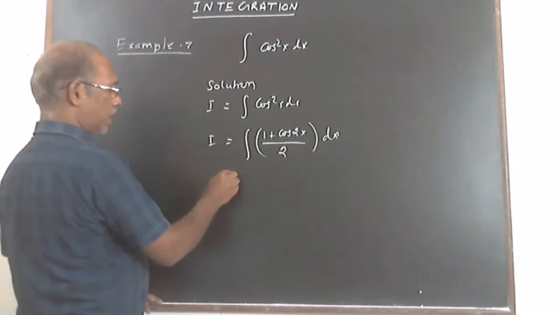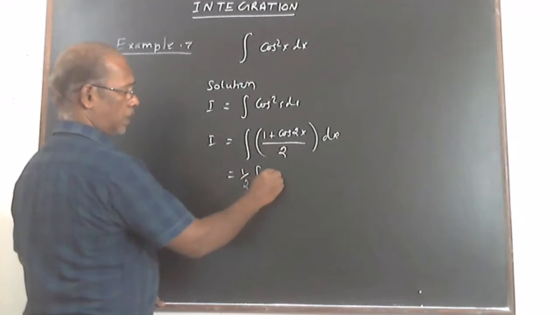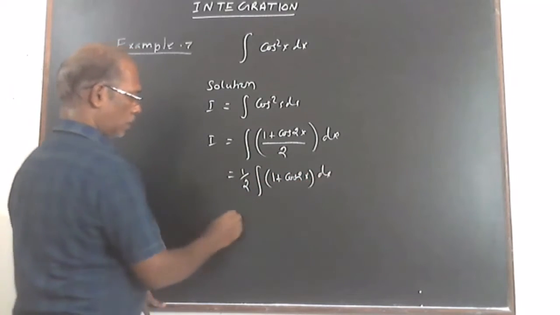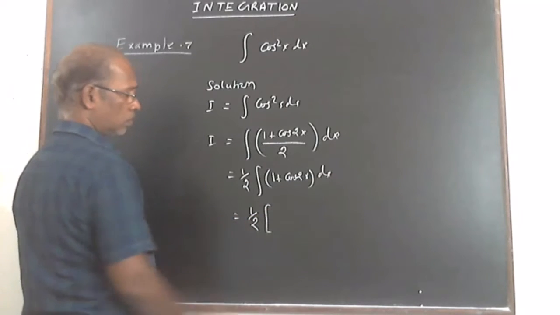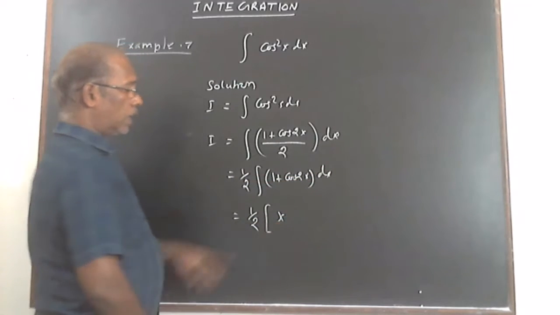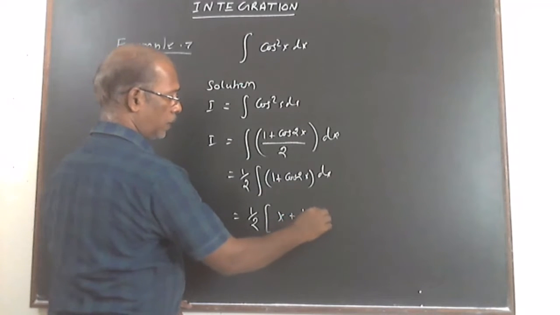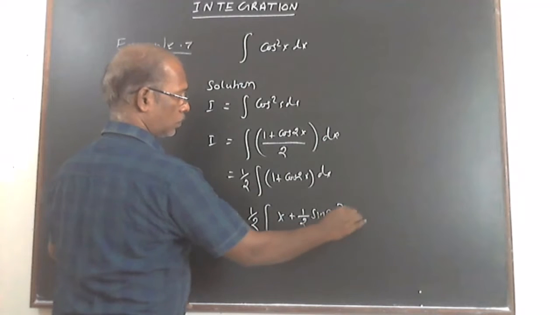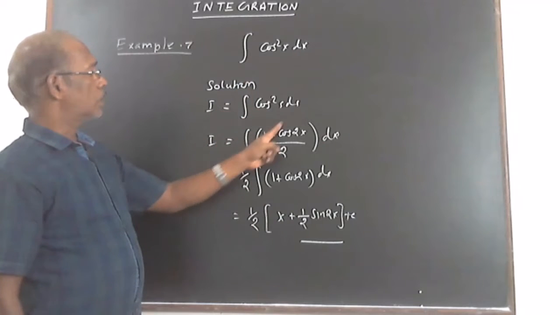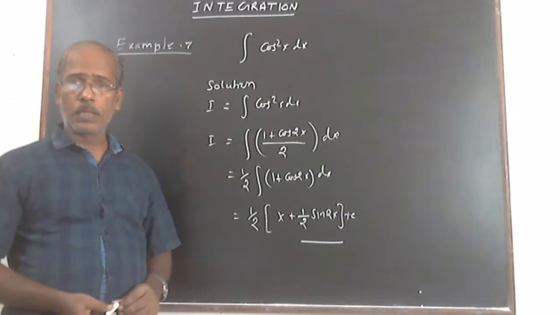Now we can separate 1 by 2 as a common factor: 1 plus cos 2x. Then the usual integration. Integral of 1 with respect to x is x, and integral of cos 2x is 1 by 2 sin 2x, with the integral constant. So this is the final answer using trigonometric identities. Go through and copy this. We'll go to the next question.